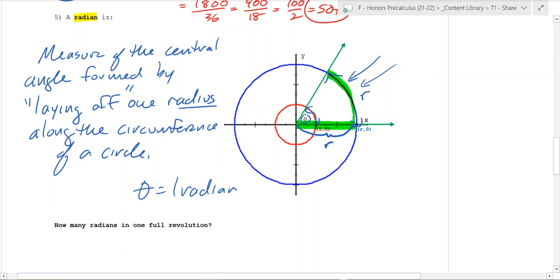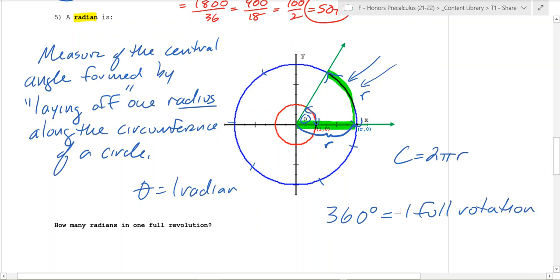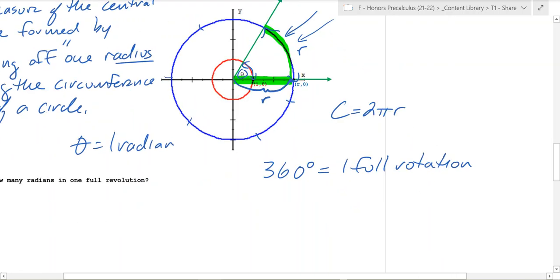That's 1 radius. Now you might remember that the circumference of a circle is 2 pi r. So you end up with radian, radian, radian, radian, 2 pi r, 2 pi radians all the way around. And therefore you know that 360 degrees is equal to 1 full rotation. And 1 full rotation in radians is 2 pi radians. 2 pi radians is equal to the same thing, 1 full rotation.